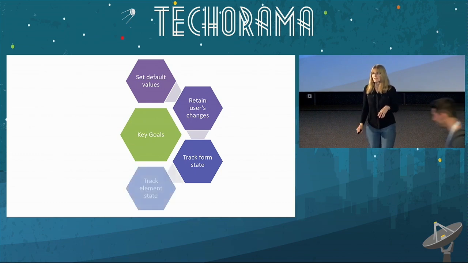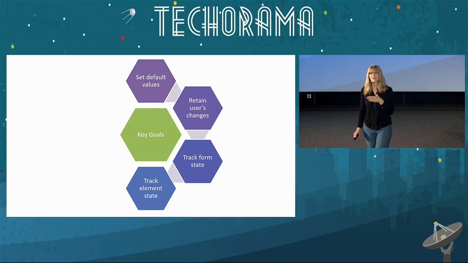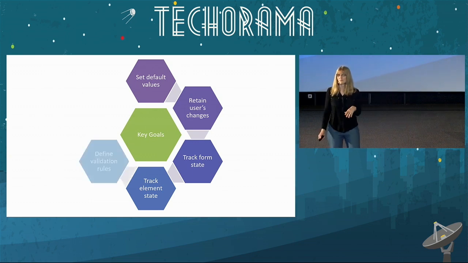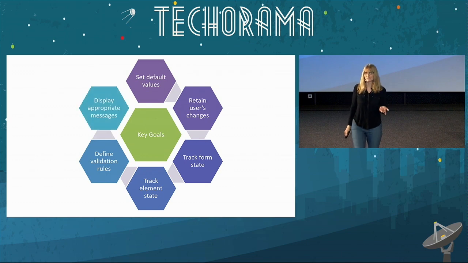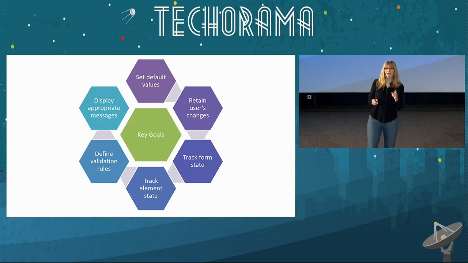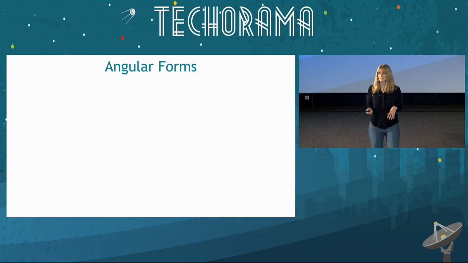valid. You also, though, want to track the state for each individual element. So you can do things like display a validation error message if there's a problem with it. You also, of course, want to define the validation rules so that you can tell them it's valid or not, and you want to display appropriate messages. So all of these seem somewhat obvious. The hard part is actually ensuring all of these are taken care of in our code. So we're going to do that throughout the course here of this session.